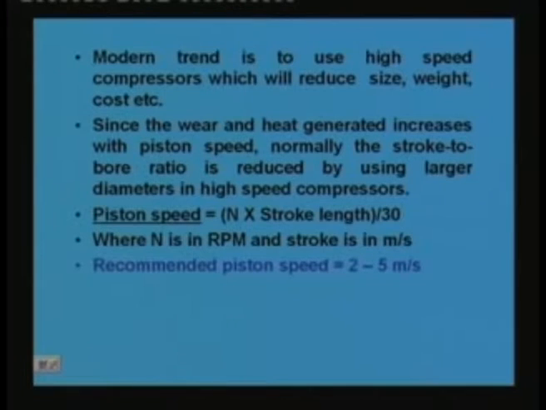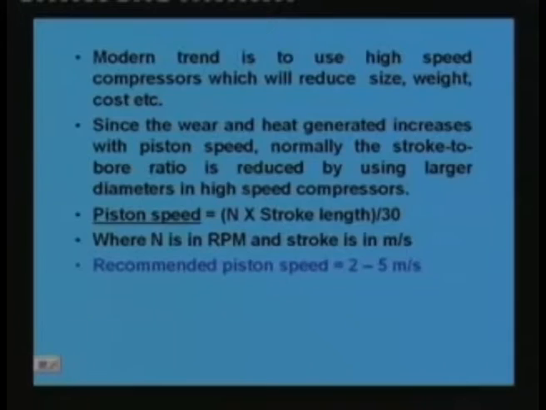And normally the recommended piston speed is about 2 to 5 meters per second. In fact, it is very surprising to note that over the last many decades, this recommended piston speed has not really changed. That means the range always lies between 2 to 5 meters per second. There are many practical reasons why it is like this. And normally smaller piston speeds are used in smaller compressors, and larger piston speeds are used in larger compressors.